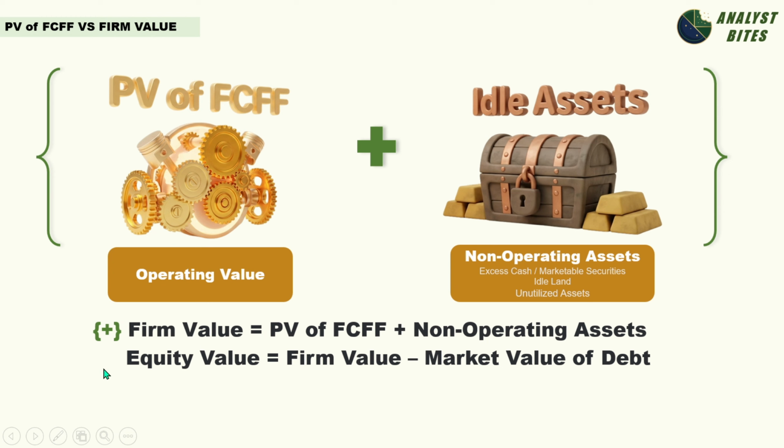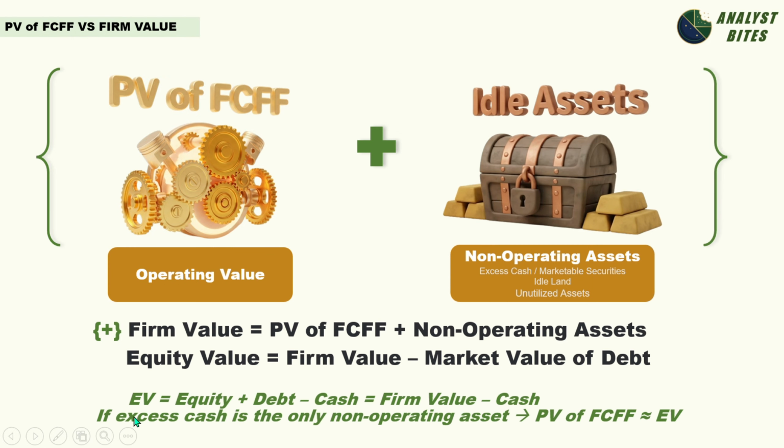Finally, many students confuse enterprise value with PV of FCFF. So let's look at the formula. Enterprise value equals equity plus debt minus cash. Comparing these two, you will see that the difference between EV and firm value is usually just cash. So if excess cash is the only non-operating asset, then PV of FCFF equals enterprise value.